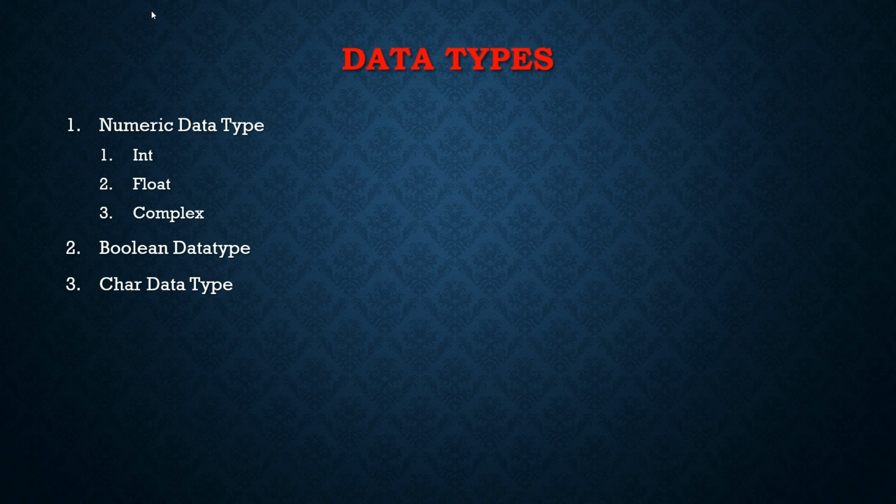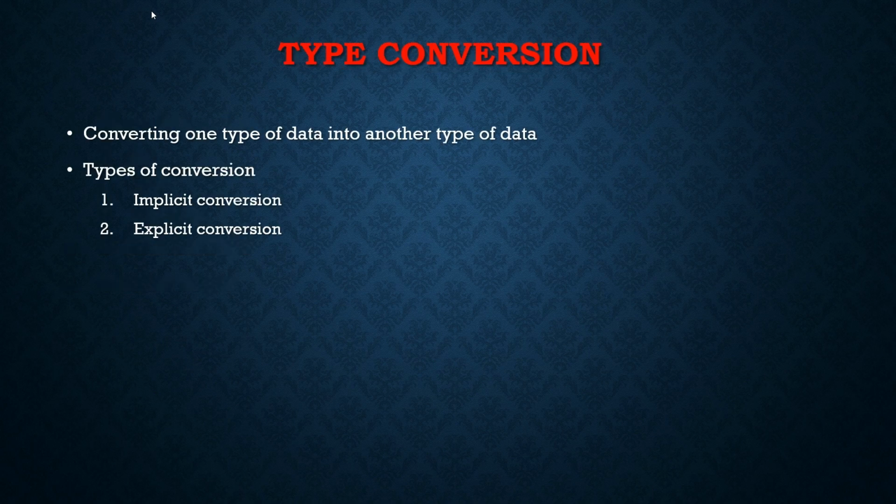Now moving to data types. The data types are mainly divided into three types, that is numerical data type, Boolean data type, and character data type. In numerical data type, again we have three types, that is integer, float, and complex.